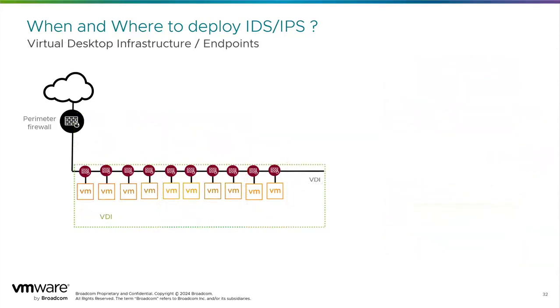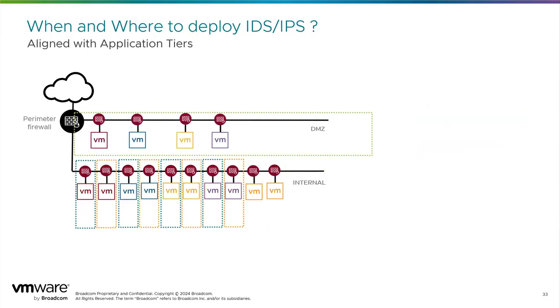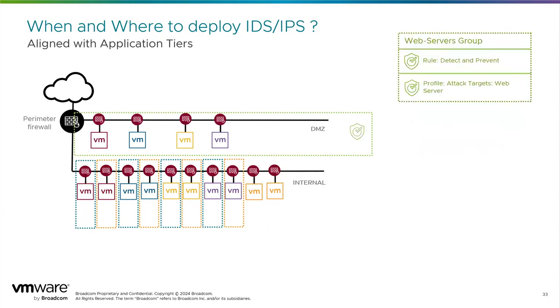Do you want to focus on the VDI endpoints? You can actually say specific attack targets, the client endpoints, client and server connections, or aligned with your application tiers. Remember, we have a web, a presentation tier, app, the middleware tier, and the database backend tier. Notice how we can also discuss the environments as a DMZ versus internal aspect, but each one can have their own policy based on the color coding.